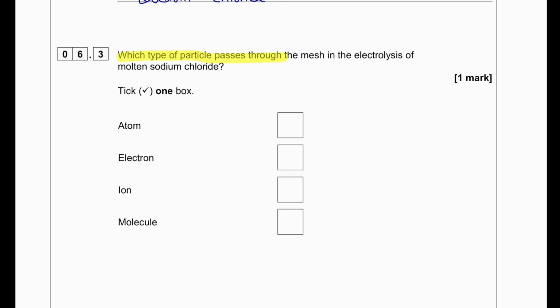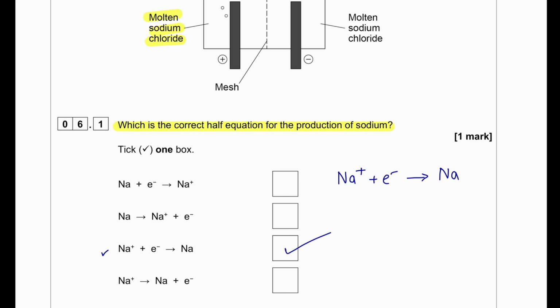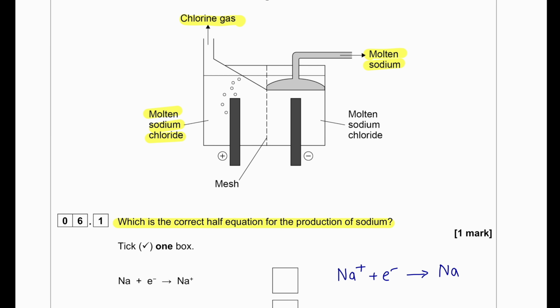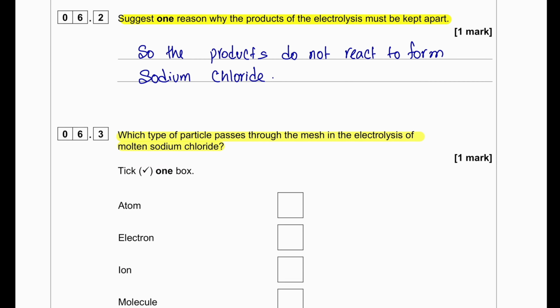Which type of particle passes through the mesh in the electrolysis of molten sodium chloride? We can see the mesh only allows the molten sodium chloride to pass through it. And molten sodium chloride contains ions of sodium and chloride. So the answer will be ions.